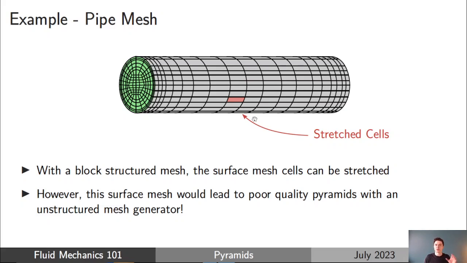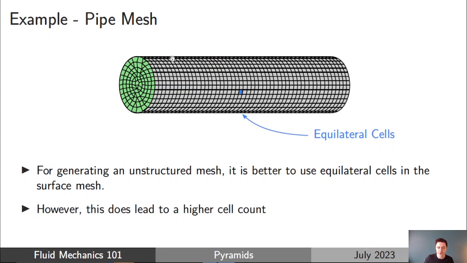So actually, if you were meshing the same flow scenario, a pipe flow, but with an unstructured mesh, you'd want your surface mesh to look something more like this. And you can see for the entire surface, we've got squares and triangles that have similar size, they're close to equilateral, and so they're going to generate very good quality layers and then pyramids when they're projected off the surface.